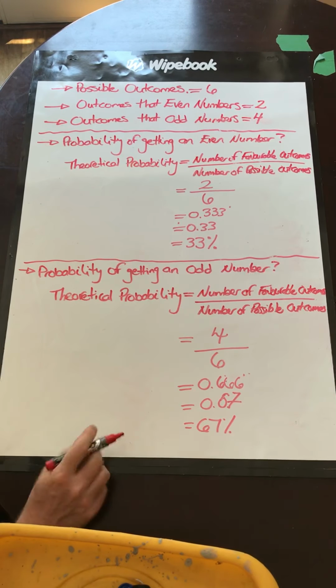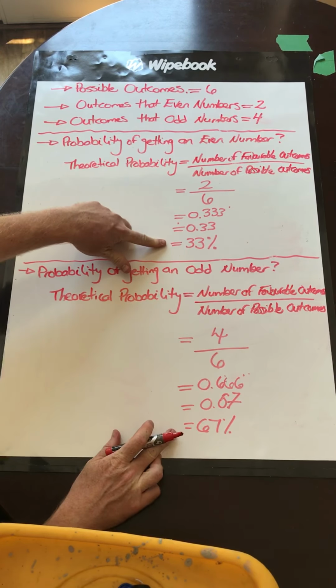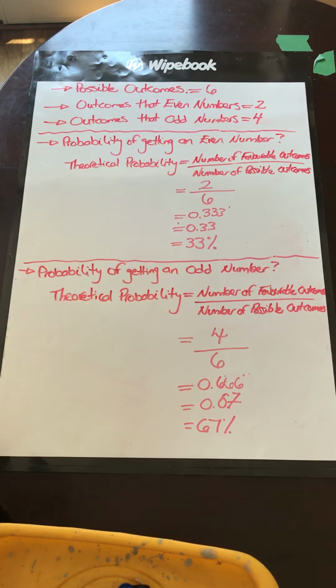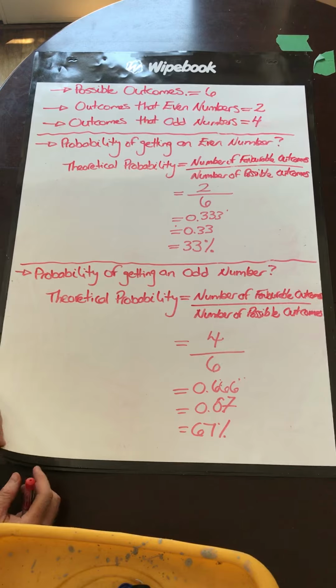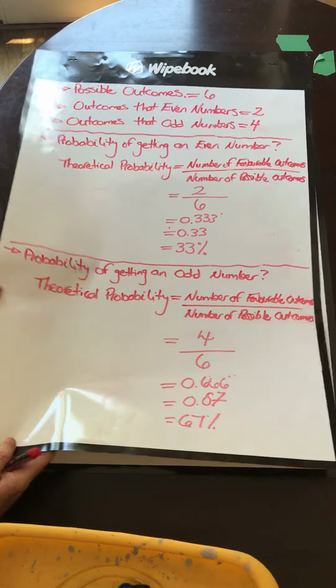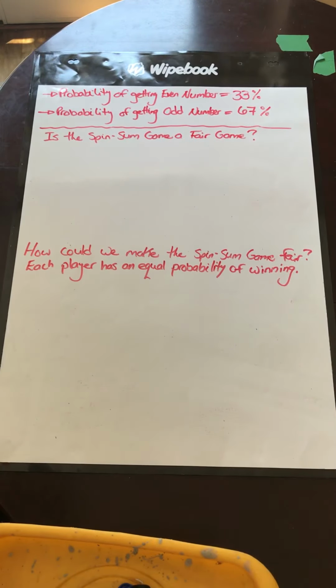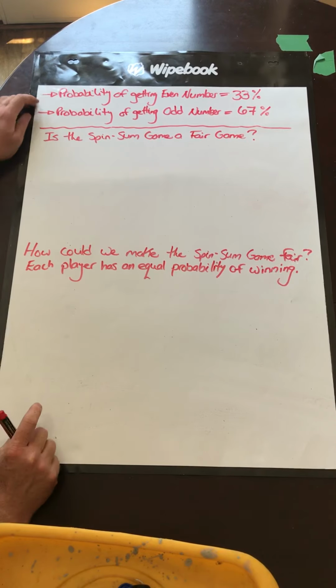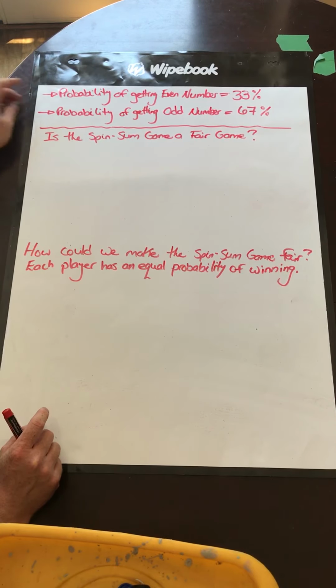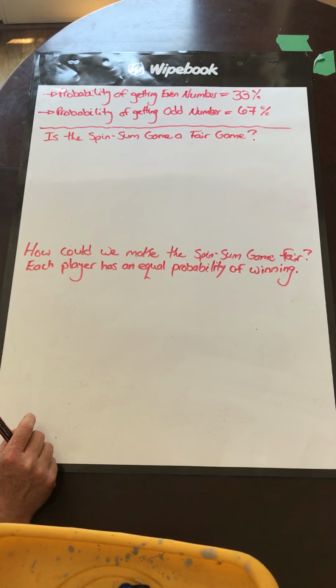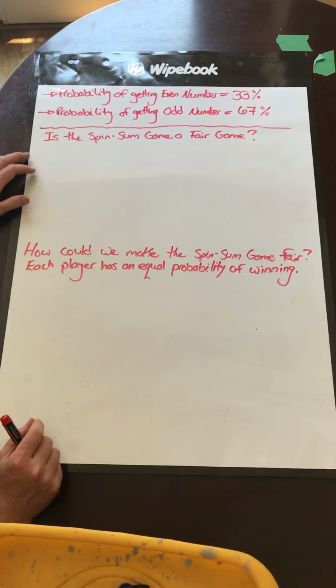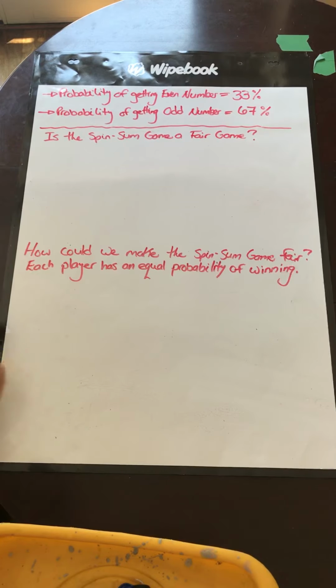And you notice here that these 2 percentages add up to 100. So that's just a nice little check as you're moving through these to make sure you're on the right track. Okay, always doing little checks along the way. So now we know the probability of getting an even number is 33% and the probability of getting an odd number is 67%. So is the spin sum game a fair game?